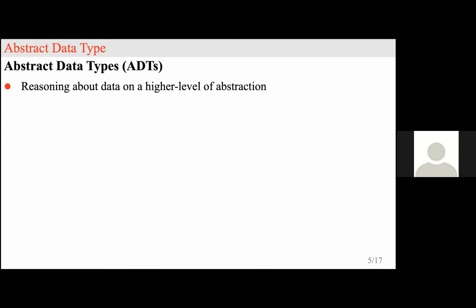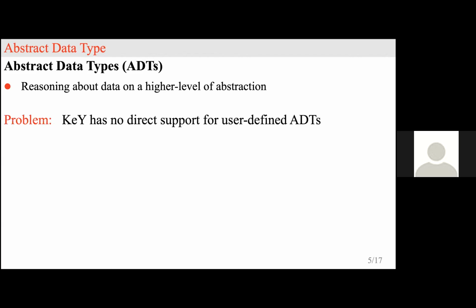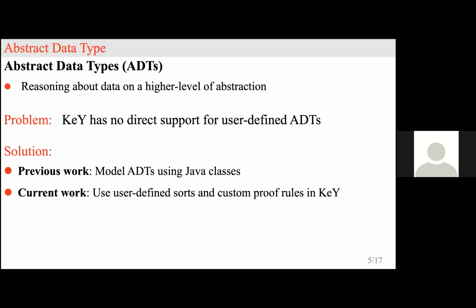What are ADTs? ADT is the abstract data type. ADTs are mostly used to reason about data on a higher level of abstraction. But the problem comes. The tool we use, KeY, has no direct support for user-defined ADTs. Actually, KeY has some built-in ADTs, but it does not allow us to define our own ADTs. So we gave a solution in our previous work.